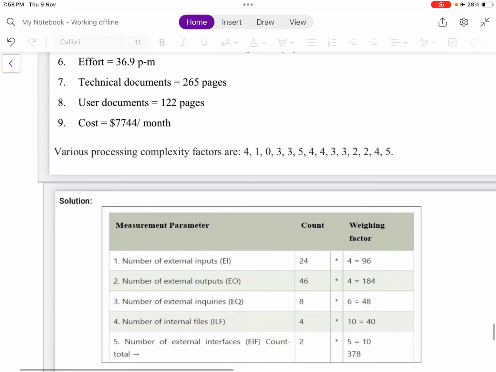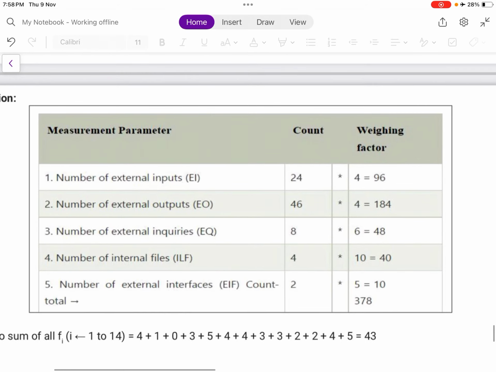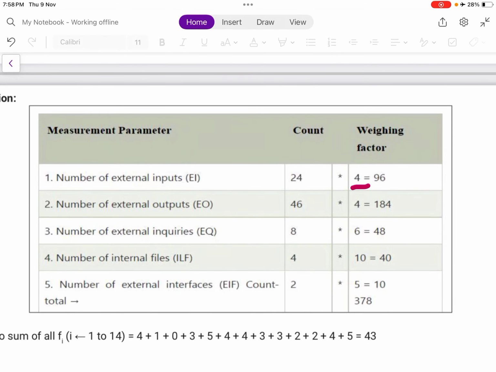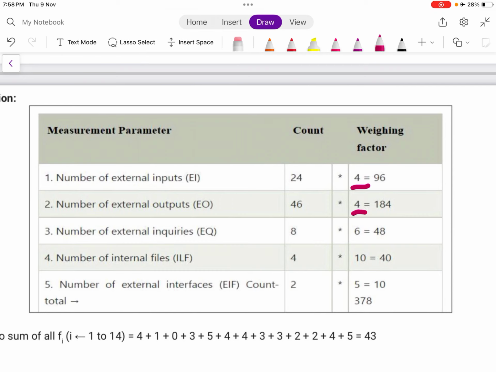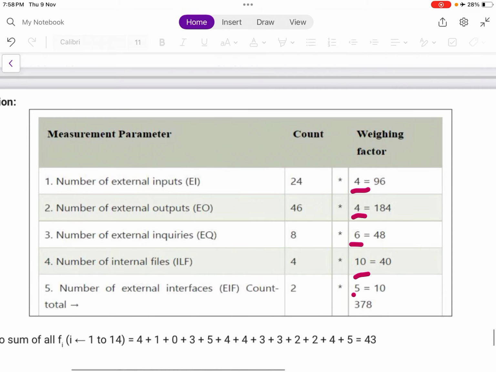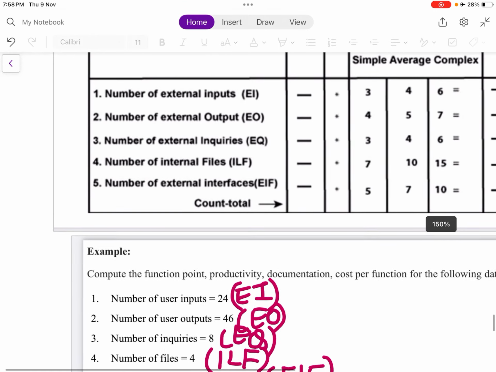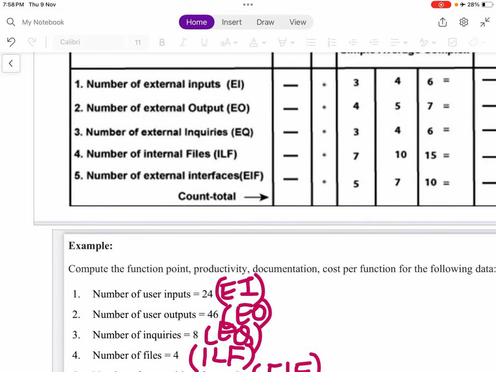So first we'll multiply the number of external inputs by 4, that is 96. Number of external outputs multiplied by 4, that is 184. Then multiply by 6, 10, 5. Why did we multiply like this? Because the first was average, so we multiplied it by 4.